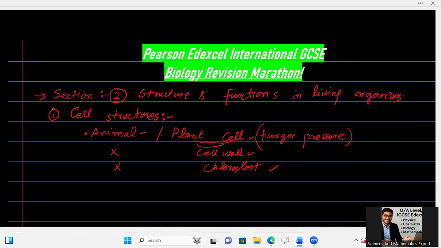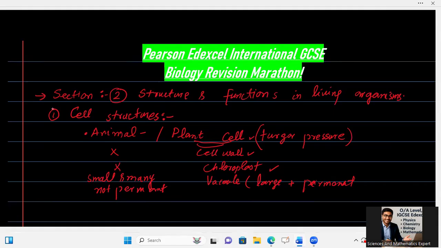Vacuole: vacuoles are large and permanent in the case of plant cells. In the case of animal cells, vacuoles are small and many, but not permanent. Vacuoles are present in animal cells too.